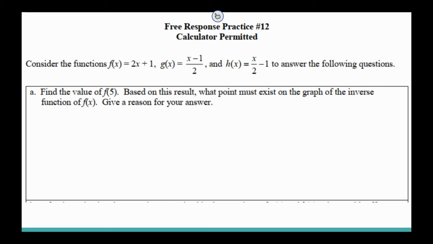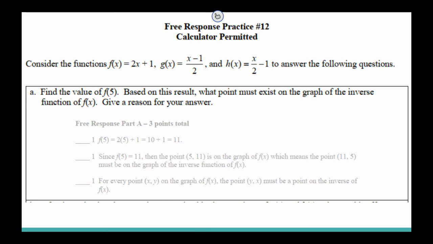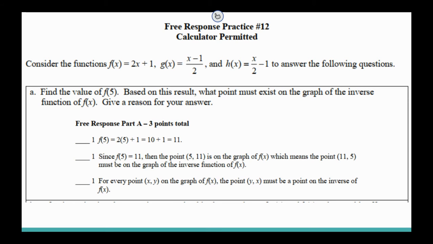Okay, free response number 12. Part A, find the value of f of 5 based on this result. What point must exist on the graph of the inverse function, and give a reason. So 1 point for getting that f of 5 is 11. 1 point for saying since f of 5 is 11, then the point (11, 5) must be on the graph of the inverse.